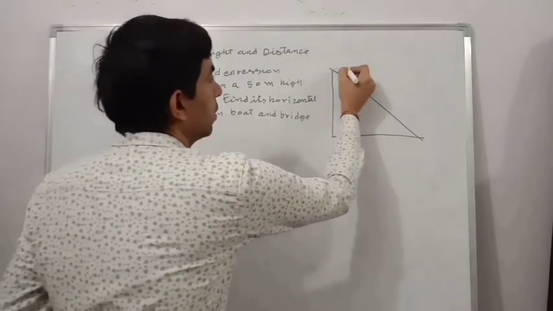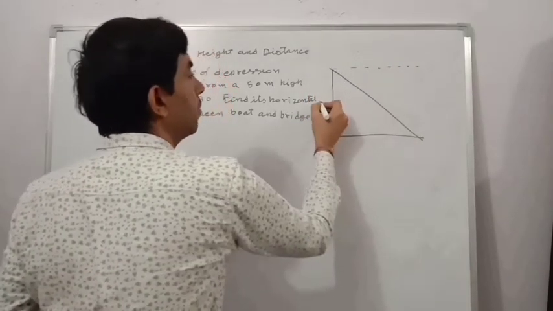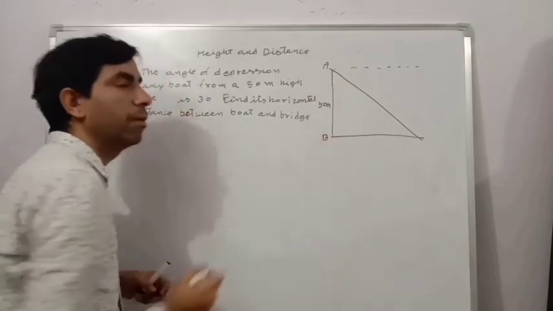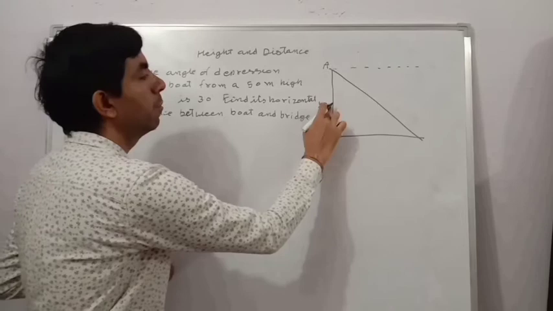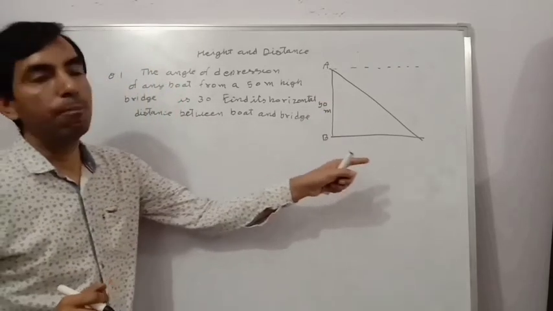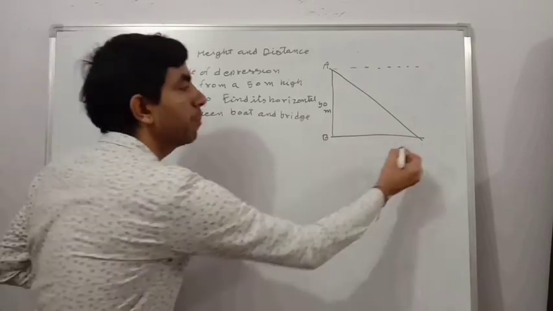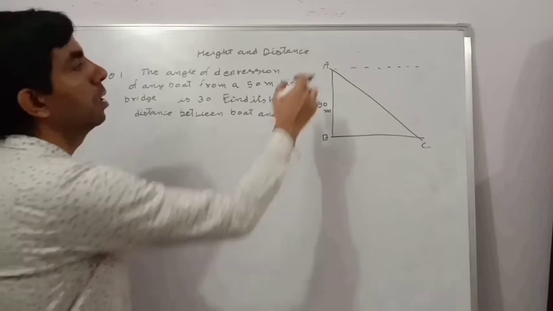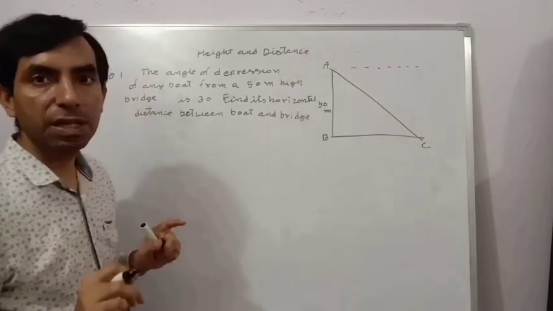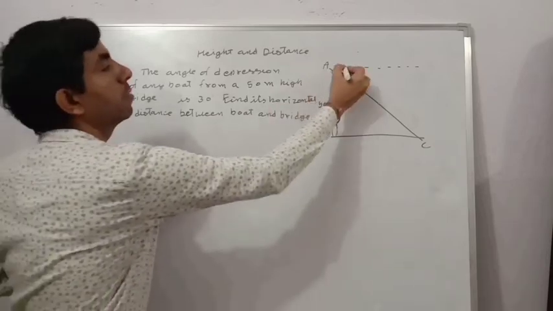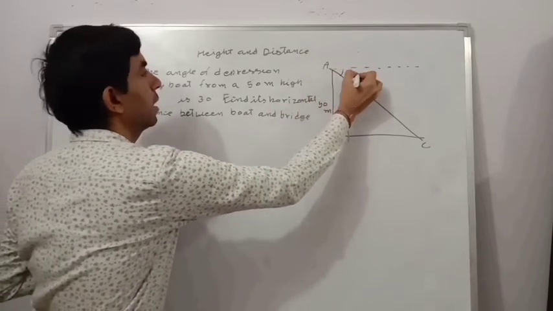Here we are given a 50-meter high bridge. AB is a bridge whose height is 50 meters, and the boat is at point C. We are given a depression angle, which means A makes a depression angle from boat C of 30 degrees.